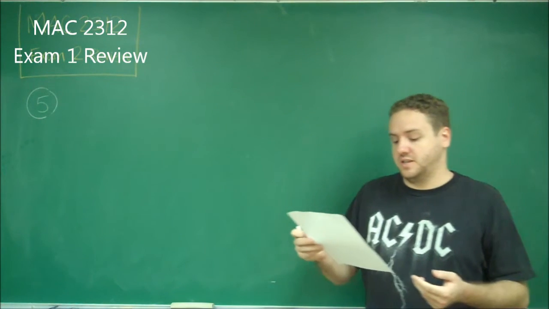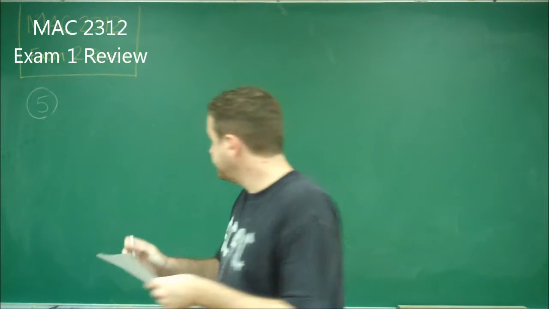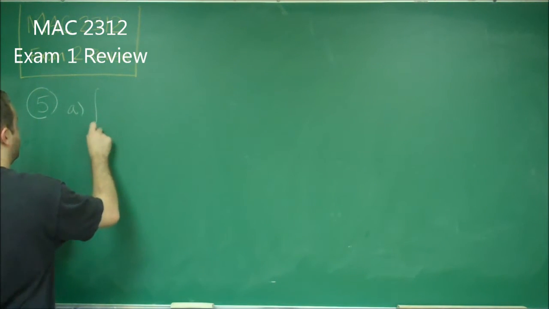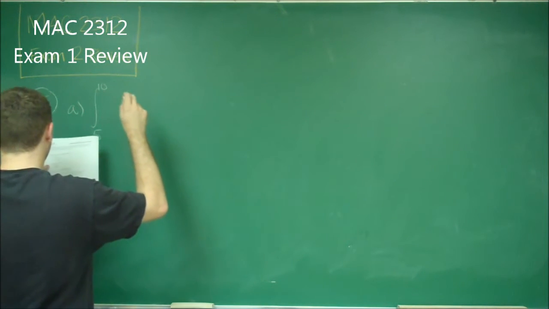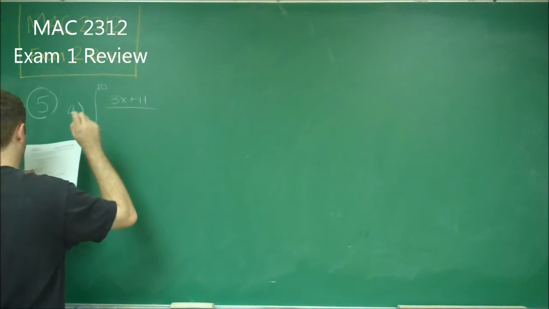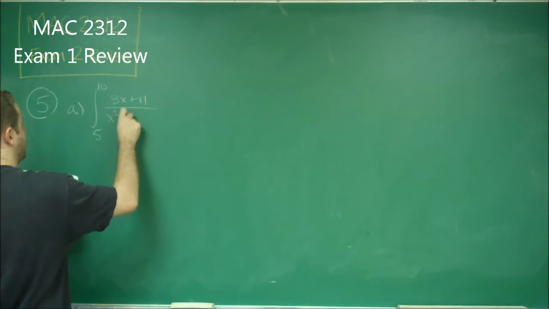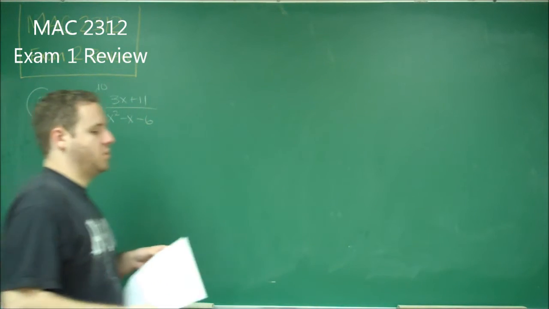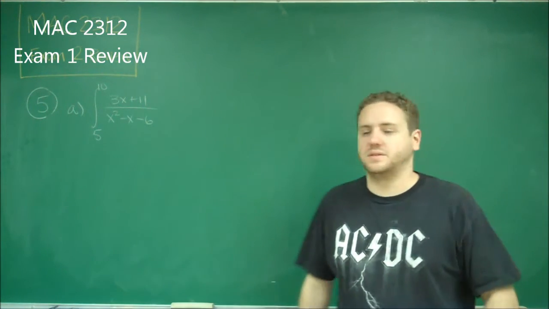by partial fraction decomposition. We have a bunch of different ones here. So for letter A, we're doing the integral from 5 to 10 of 3x plus 11 over x squared minus x minus 6. So what you should determine is a couple different things here.